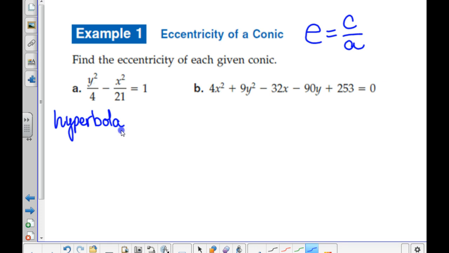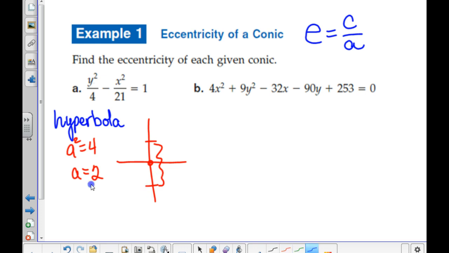It's not the bigger one, it's the positive one, okay? So A squared is 4. A is 2. So actually the distance from one vertex to the other, if we were to graph this, the center is at 0, 0, so it would go up 2 and down 2, so the total distance between those vertices would be 4.